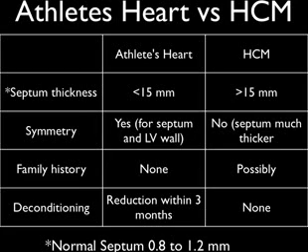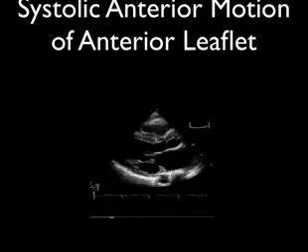Now, you can see that with athlete's heart, it's usually less than 15 millimeters at the septum, whereas in hypertrophic cardiomyopathy, it's greater than 15 millimeters, and it's not symmetric, and we want to definitely get a good family history from these patients. And if you're worried about it, you can check them again in 3 months if they stop exercising, and athlete's heart should return to normal, whereas it stays the same with hypertrophic cardiomyopathy.